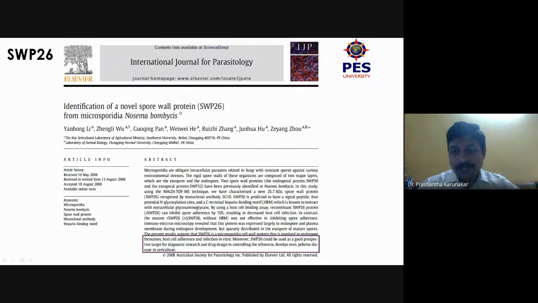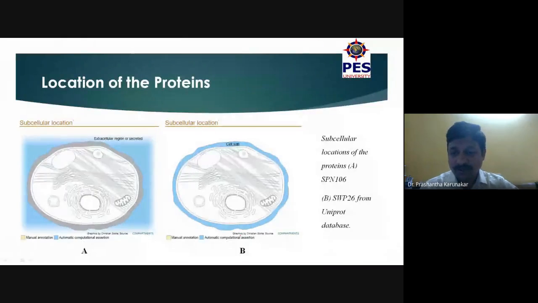There is also a paper available to give more confidence in selecting this particular target, which was long back in 2008, and it clearly mentioned that SWP26 could be used as a good prospective target for diagnostic research and drug design in controlling the silkworm. So these statements from very good journal publications give us confidence in selecting the protein as a target. Based on all these things, we took the SWP26.